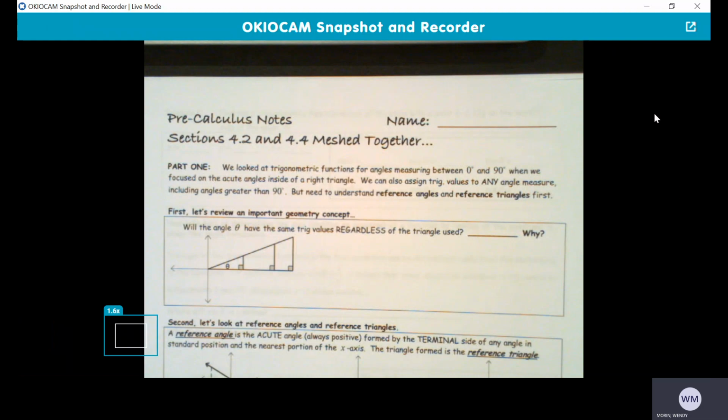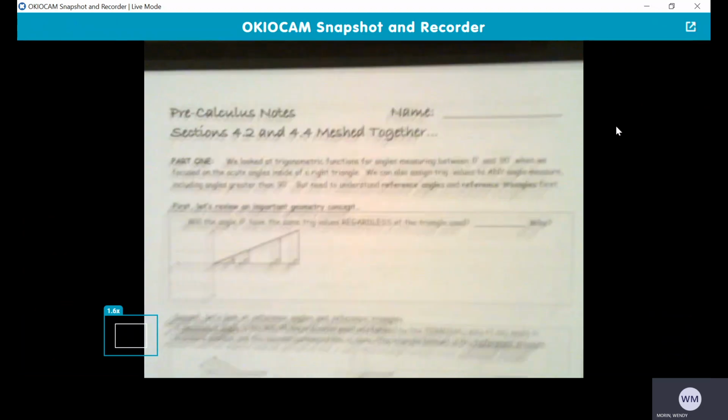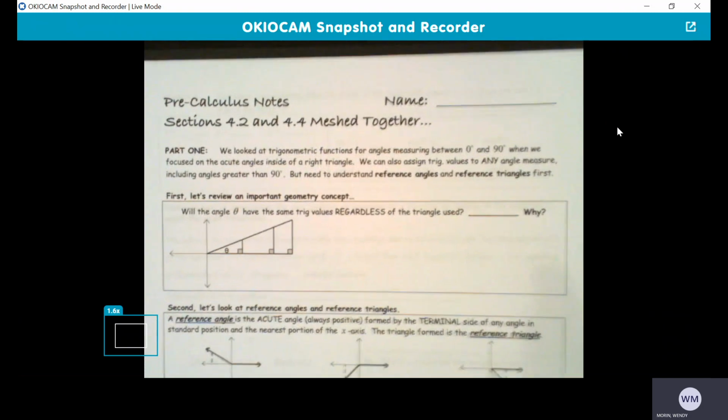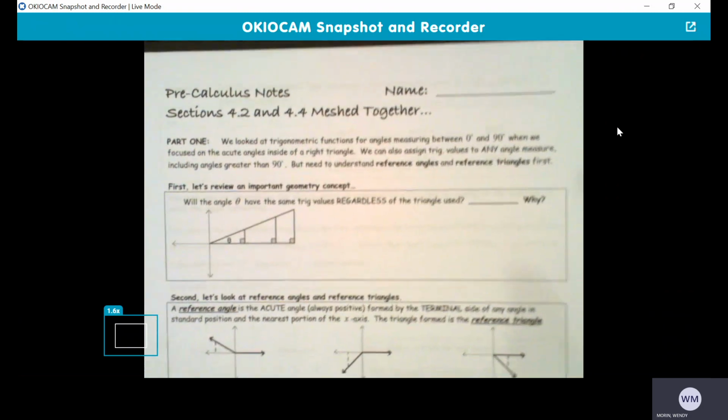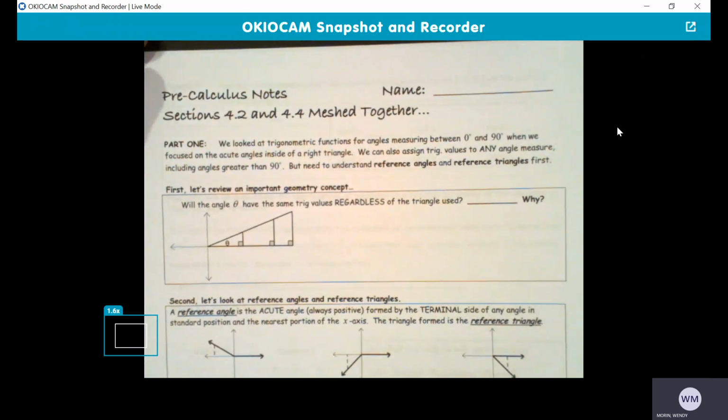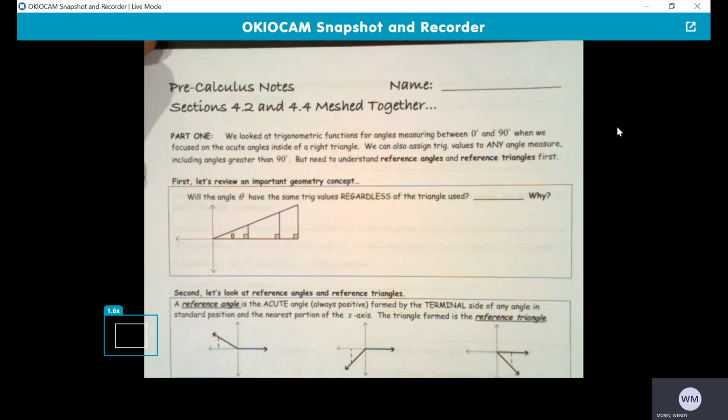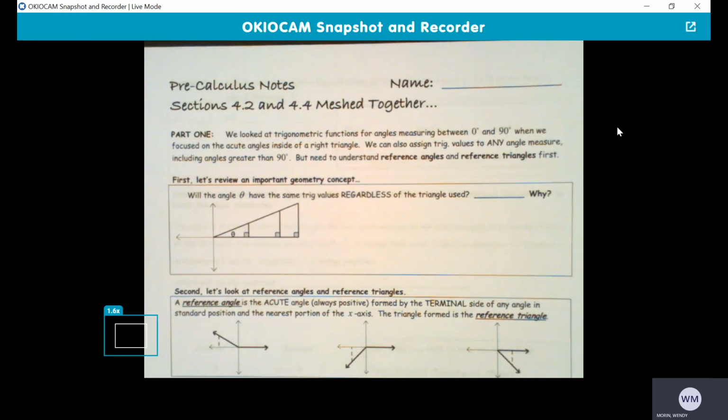Okay, we're going to start getting ready for our unit circle by doing some pre-work here. We're going to do a few things from these notes before we do our unit circle activity. This comes from sections 4.2 and 4.3. Pulled out a little bit of both there.